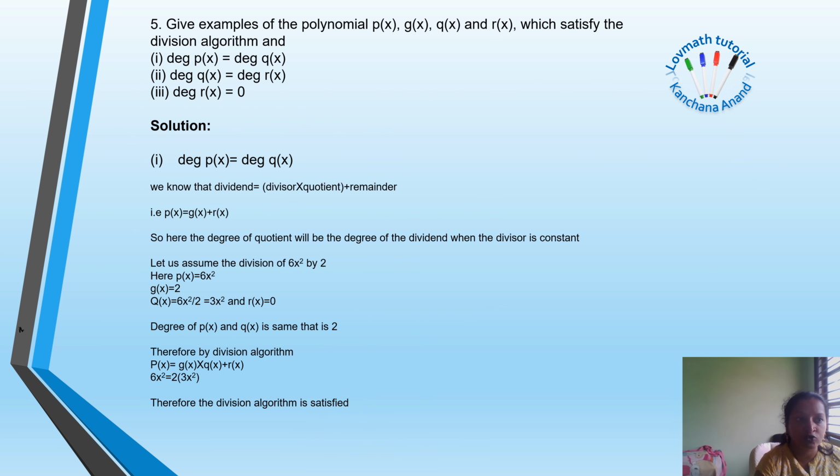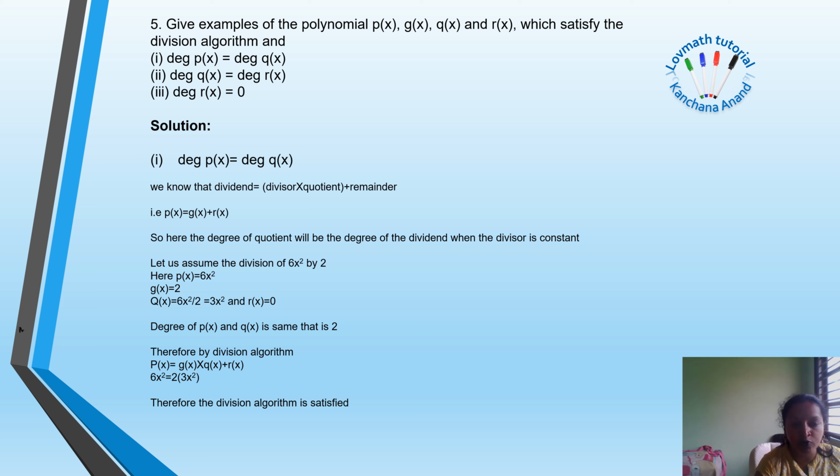Now let us solve the last question of this exercise. This question contains three parts. The question is, give examples of the polynomials p of x, g of x, q of x and r of x which satisfy the division algorithm. The first part is degree p of x is equal to degree q of x. The second part is degree q of x is equal to degree r of x, and the third part is degree r of x is equal to 0. Let us solve the first part, degree p of x is equal to degree q of x.